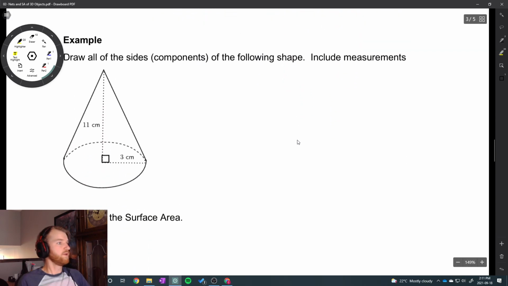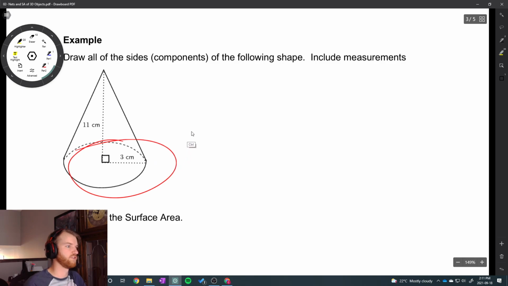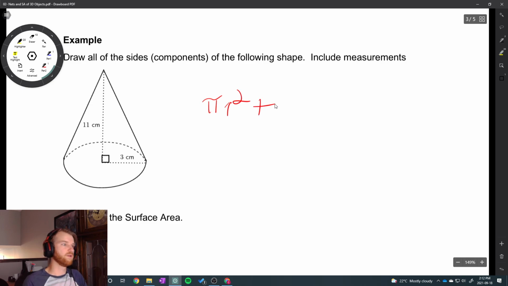All right. Last shape is this cone shape here. Okay, this cone, again, the circle part is easy to figure out. It's just the same as anything else we did. That part is just the pi r squared. But then we need to figure out how you find the surface area of this cone shape here.